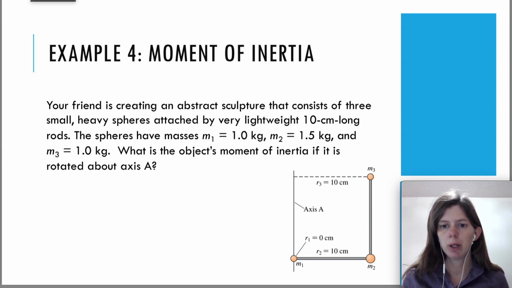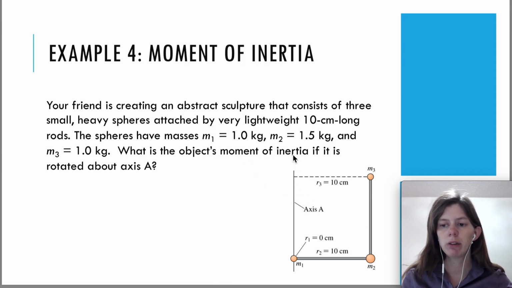Example number 4. Your friend is creating an abstract sculpture that consists of 3 small heavy spheres attached by very lightweight 10 centimeter long rods. We are given the masses of the spheres, m1, m2, m3. What's the object's moment of inertia if it is rotated about axis A?